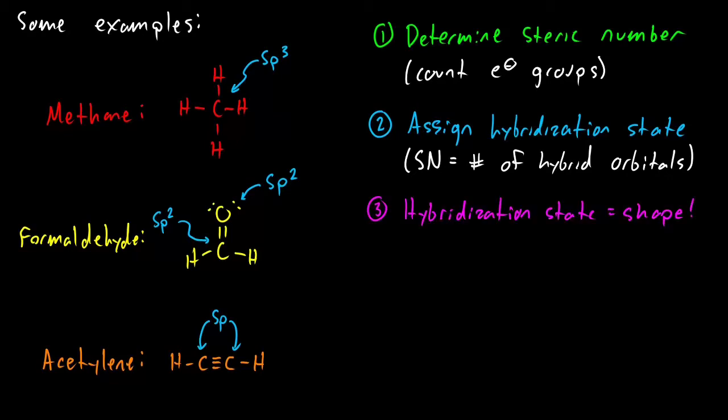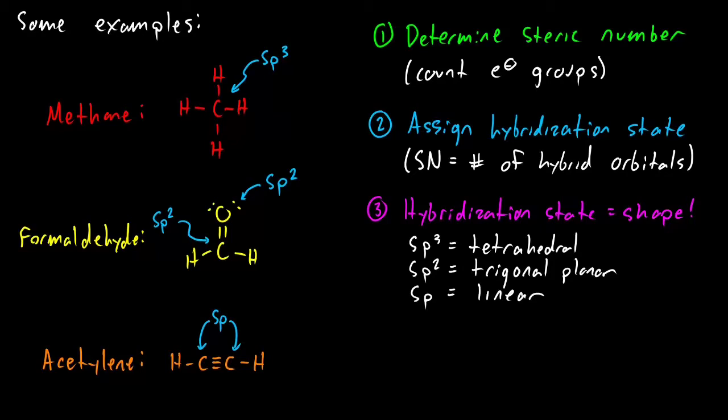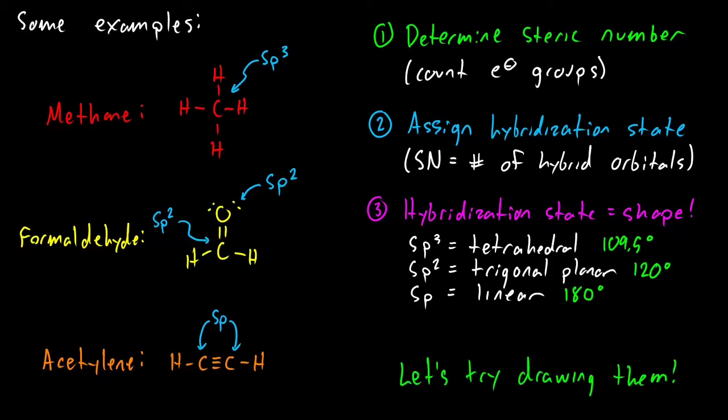Finally, the hybridization state of the atom corresponds to a particular VSEPR shape. sp3 atoms are tetrahedral, sp2 atoms are trigonal planar, and sp atoms are linear. The bond angles associated with this are about 109.5 degrees for tetrahedral, 120 degrees for trigonal planar, and 180 degrees for linear. Now let's try drawing what these would actually look like.